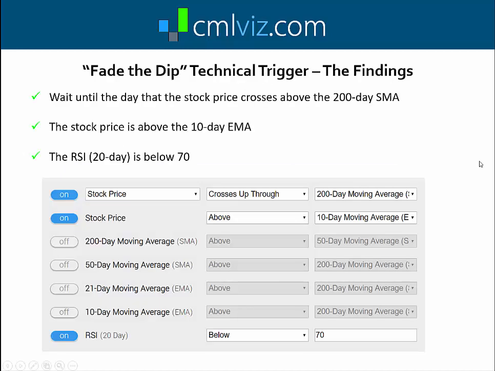Once again, to conclude, here are the technical settings. They are identical to the technical settings for buy the dip. You do not have to memorize them as they are in Trade Machine already, but we wait until the day that the stock crosses up through the 200-day moving average. The stock is already above the 10-day moving average, and the RSI is below 70.